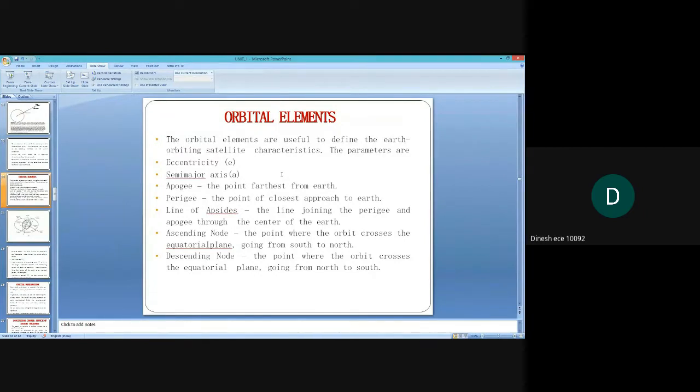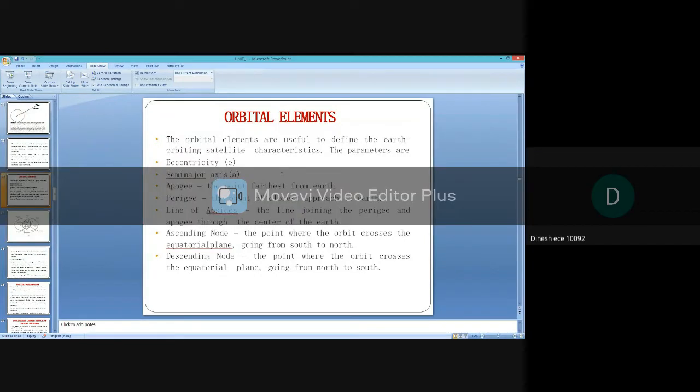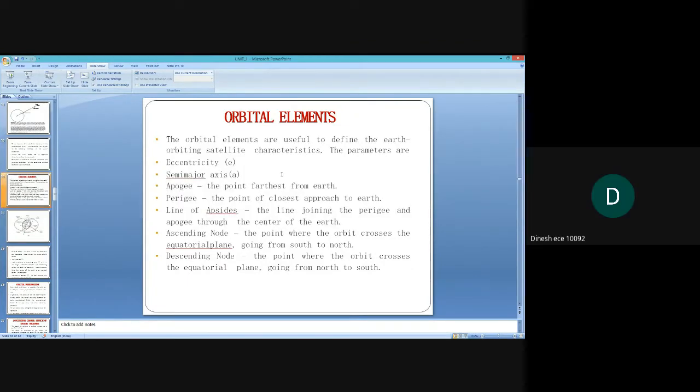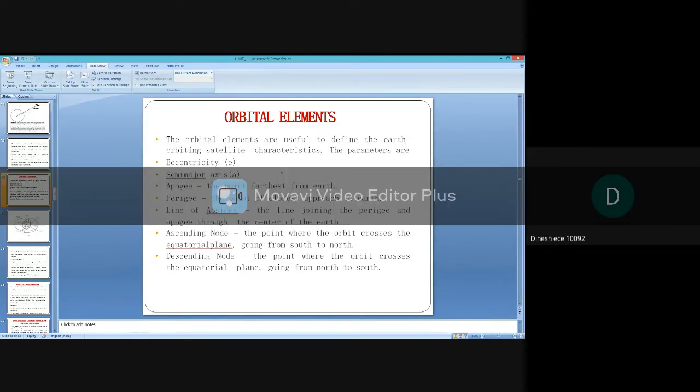Second, on the secondary side, we need to see the line of apsides. The line of apsides is the line that joins the perigee and apogee to the center of the Earth. So the perigee point and the apogee point will be joined to each other through the center of the Earth. That we call the line of apsides.